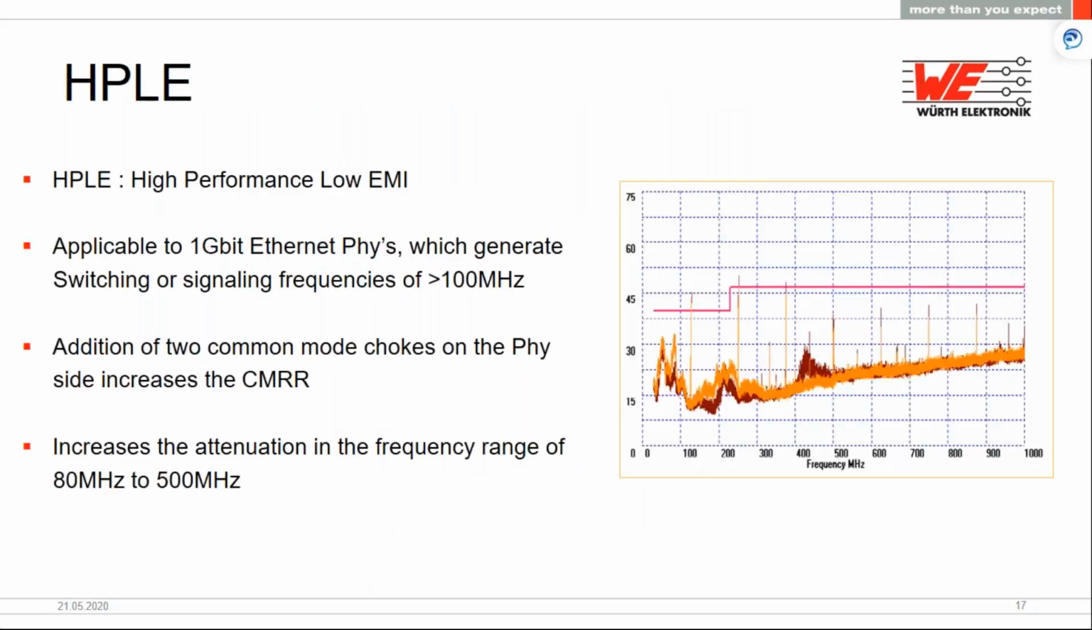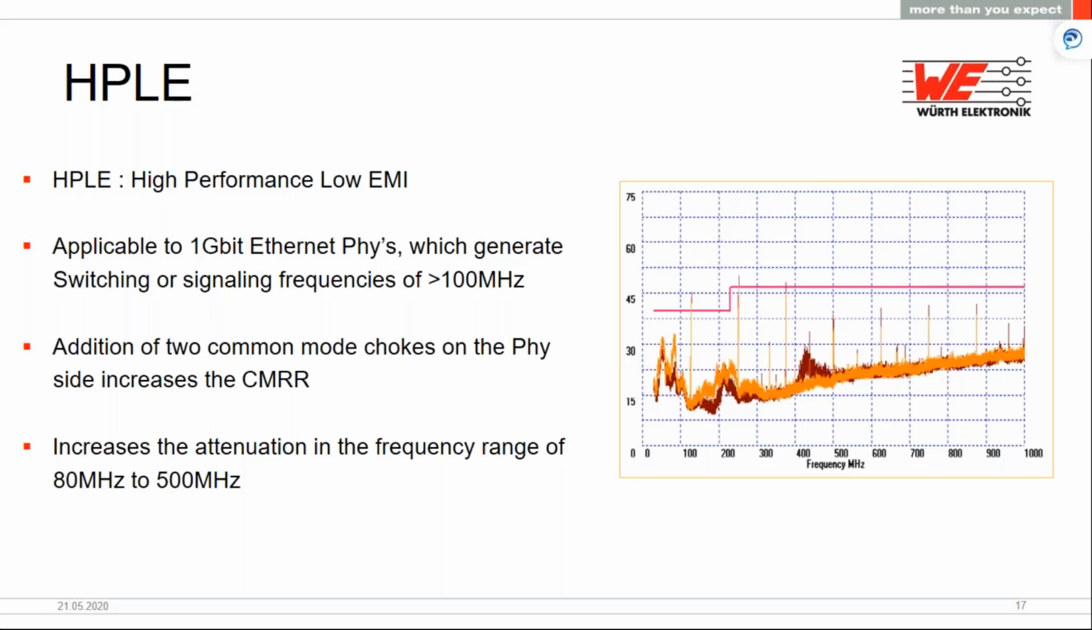A couple of extensions to the topic of LAN these days, starting with HPLE, which stands for High Performance Low EMI. Now, we know that we require a common mode choke in a LAN transformer for noise reduction, but the initial standards only cover frequencies up to 100 megahertz. However, these days we see applications which go in the gigabits range, and they are expected to have very, very low noise limits. And in this case, we have started to see a little bit of issues in performance when it comes to higher frequencies.